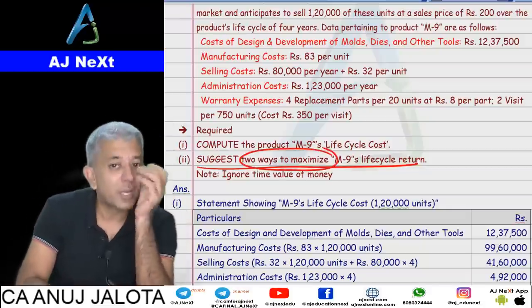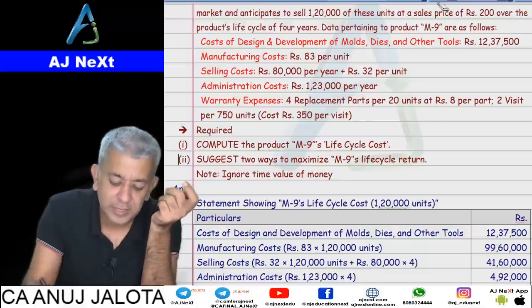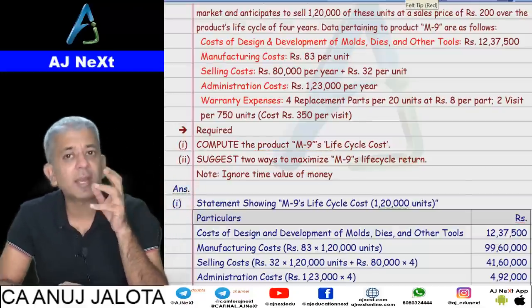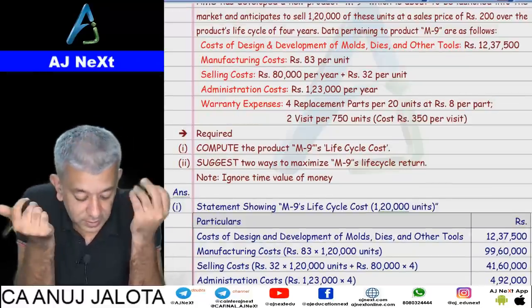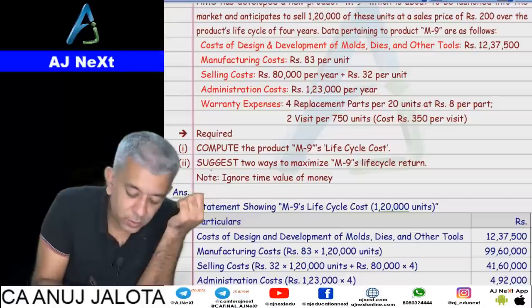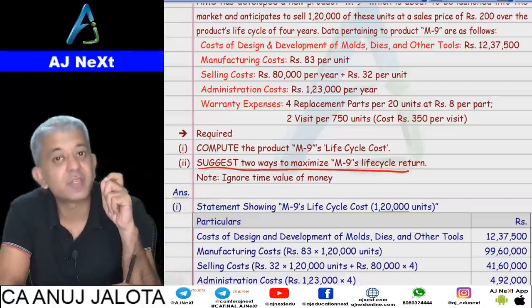If it's going to be a bigger question, okay, I'll try to take my own sweet time, like, you know, to be doing the things. Okay, so I like to then write down a detailed thing. So therefore, we should always be knowing this particular thing. Nonetheless, let's just read part 2 and try to be doing. Suggest two ways to maximize M9's life cycle return.